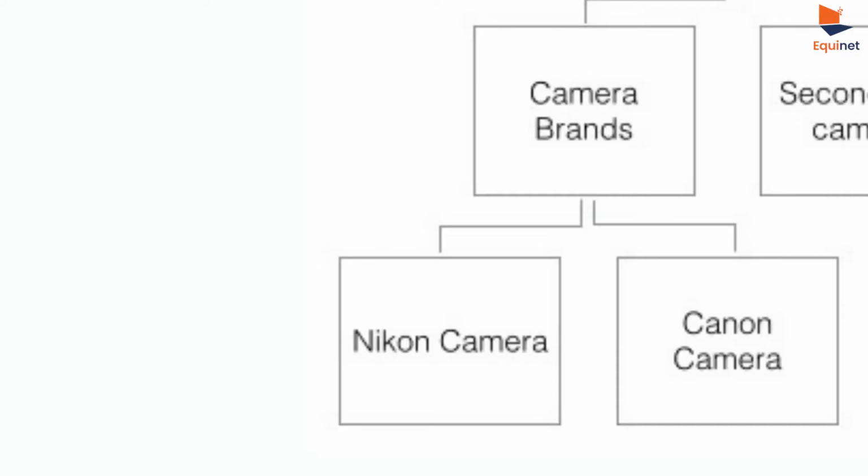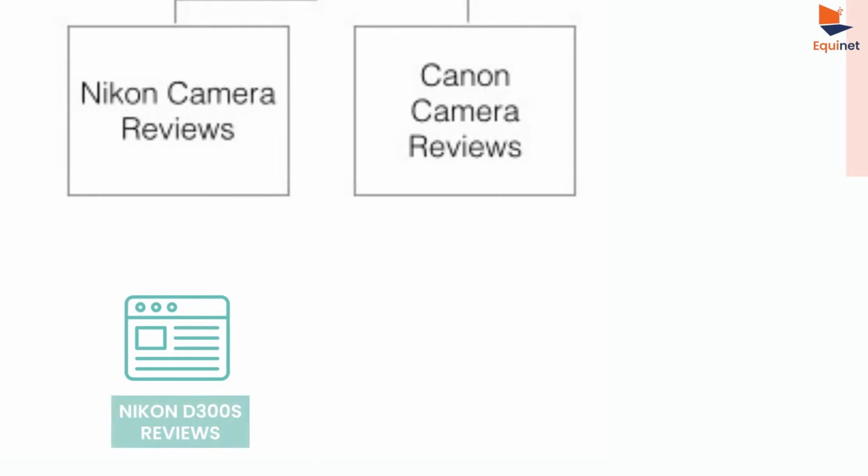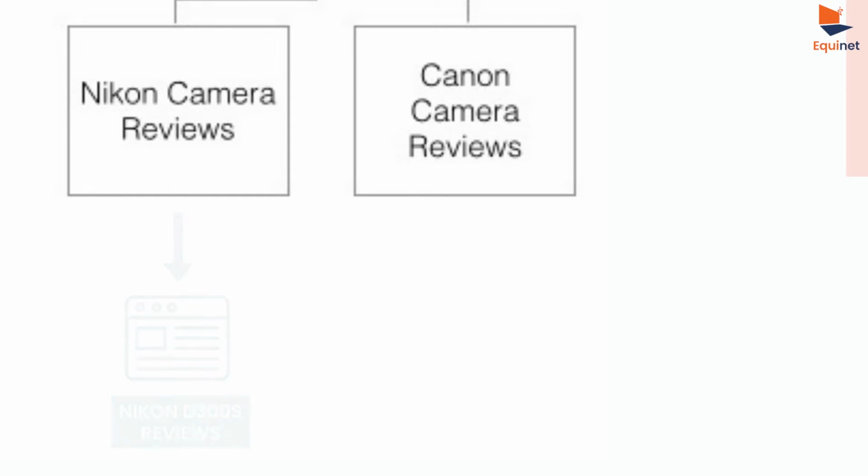But if you want to rank for the keywords Nikon D300S reviews, your best choice would be to create a new page titled Nikon D300S reviews, then link it from the Nikon reviews page. Prioritizing more specific keywords like Nikon D300S reviews over broader keywords like Nikon cameras will make it easier to rank above your competitors in the shorter term.